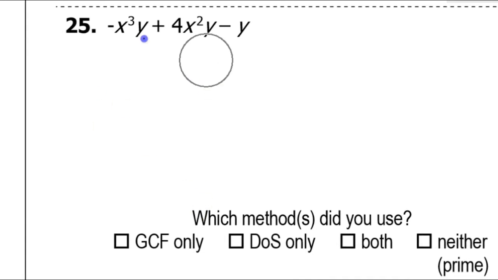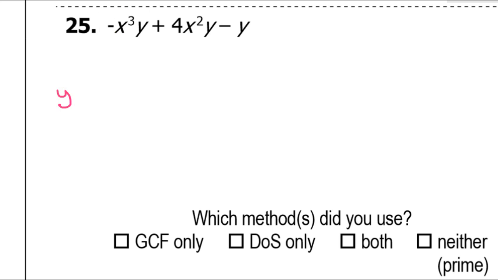Okay, let's look at this one. First, let's look for GCF. Do all of the terms have x's? No, the last term has no x's. Do all of the terms have y's? Yes, they do. They all have y's. So that means there will be a y common factor. Now, numerically, only the middle term has a number other than 1. So there will be no number for the GCF.